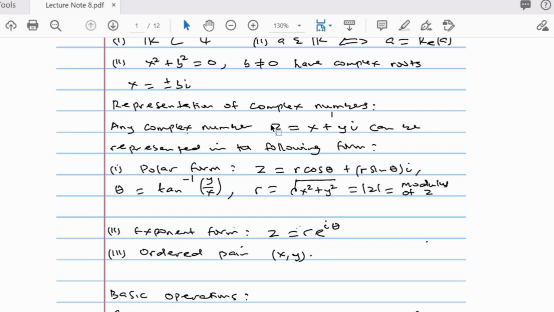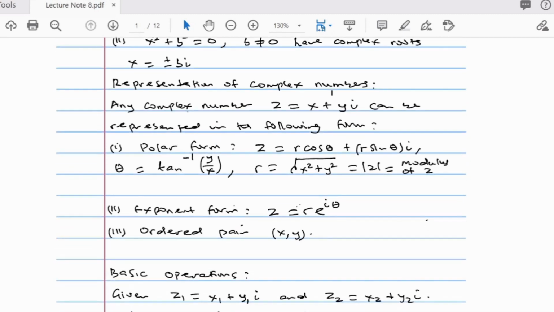As you did in your Math 141, you can represent a complex number in several forms. If you are given a complex number z equals x plus yi, you can represent it in what I call the polar form. In polar form, z becomes r cos theta plus r sin theta i, where theta is equal to arctan of y over x, and r is the square root of x squared plus y squared, what I call the modulus of z.